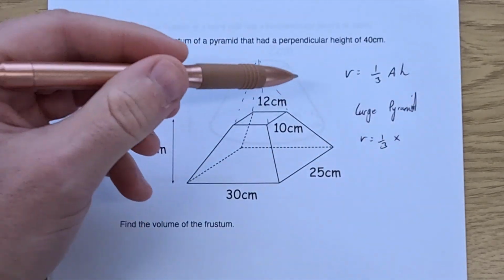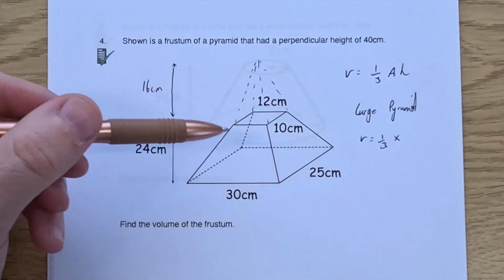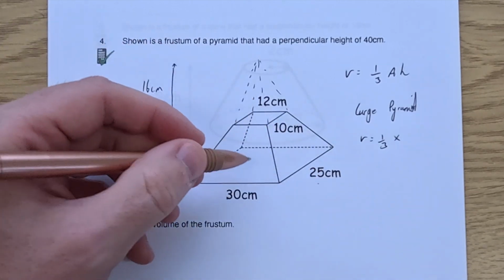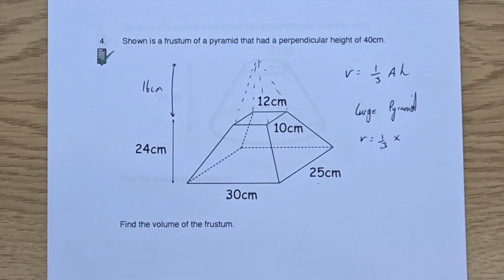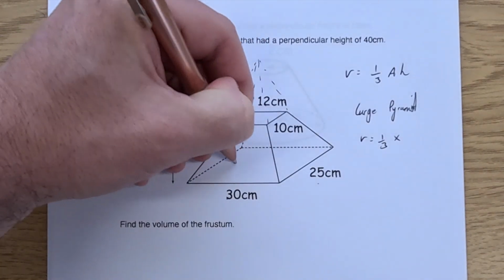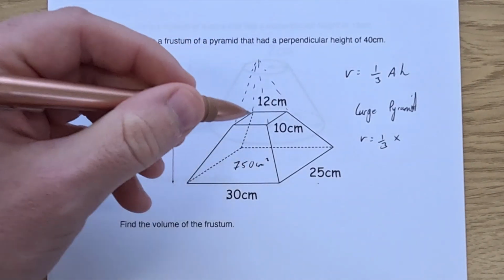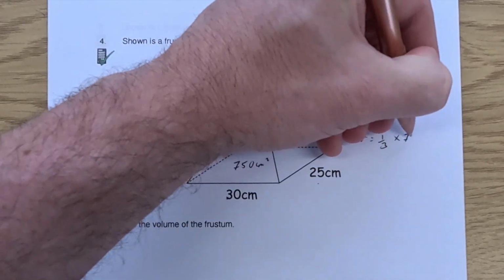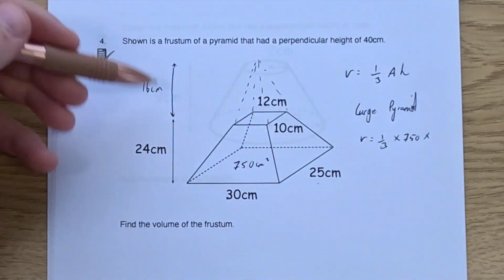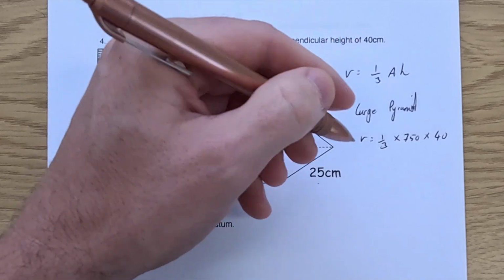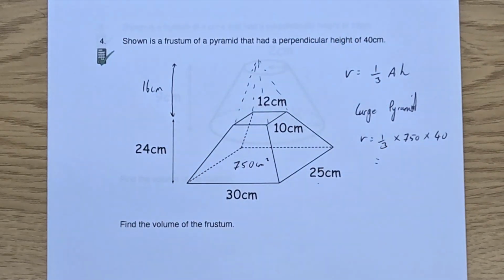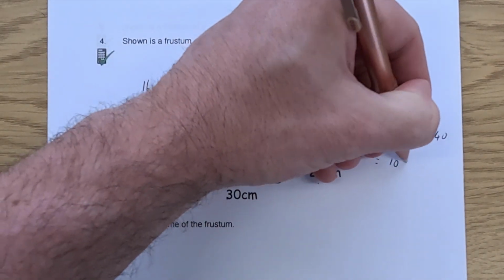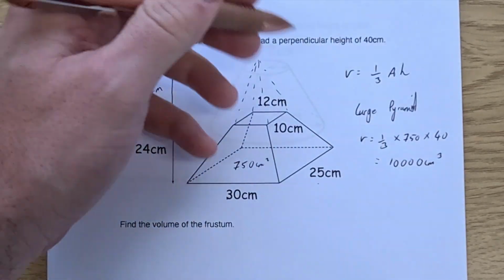The area of the base, now it's not a square base pyramid, it's a rectangular base pyramid. So we're going to do 30 times 25 to get the area of the base of the pyramid. So 30 times 25 is equal to 750 centimeters squared. That's the area of the base of the whole big pyramid. So the area of the base is 750 times the perpendicular height of the whole pyramid, which was 40. So then if we work this out, this will tell us the volume of this whole pyramid. So let's do that. 750 times 40 times a third is equal to 10,000. So 10,000 centimeters cubed. That's the volume of the whole pyramid.